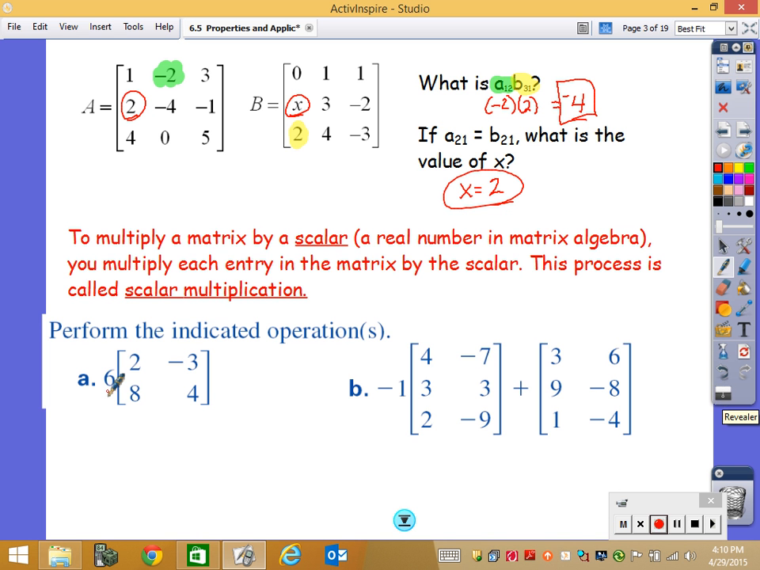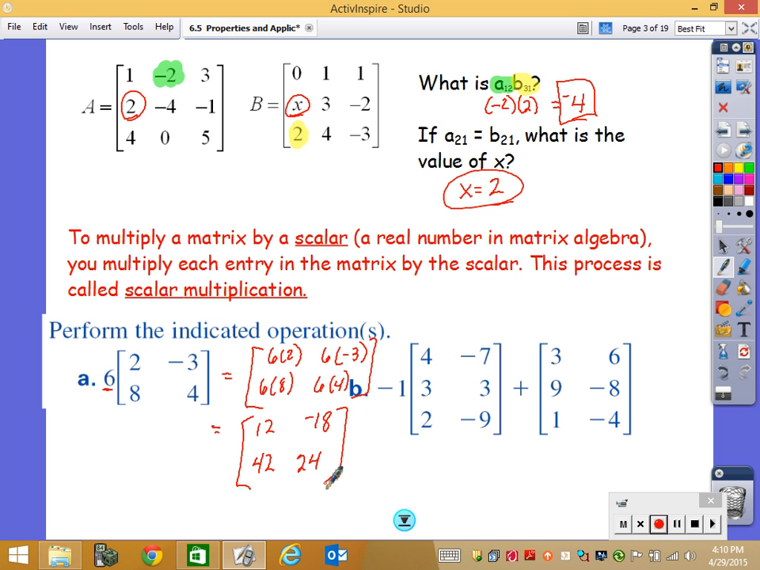My scalar in letter A is 6. So I'm going to take that scalar times each element of this 2 by 2 matrix. So my work matrix would be 6 times 2, 6 times -3, 6 times 8, and 6 times 4. And my result, 12, -18, 42, 24. I need both pieces to give you full credit.